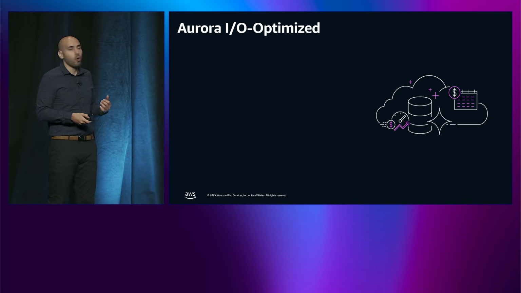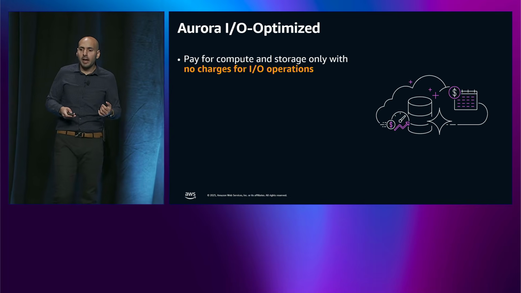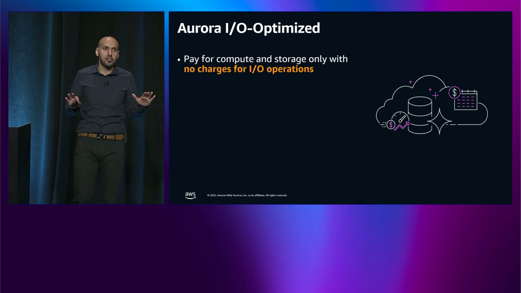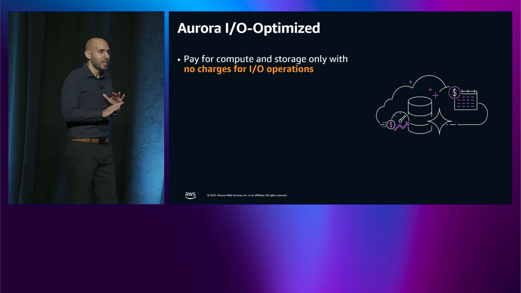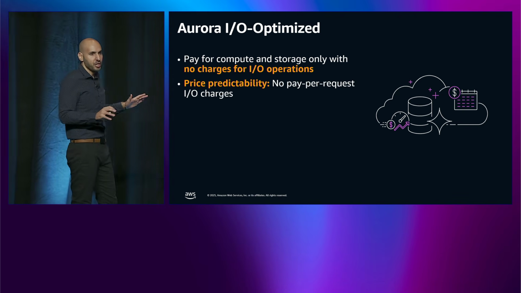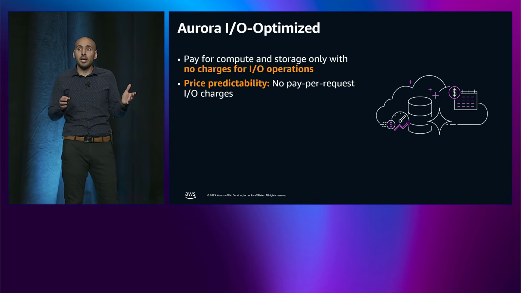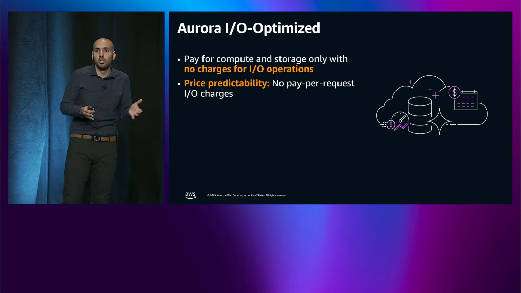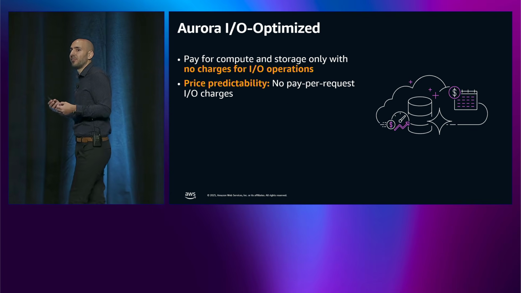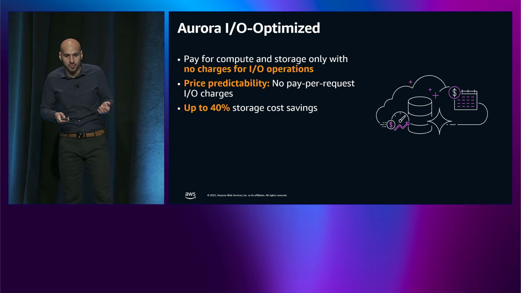And that would be using Aurora I/O Optimized. With Aurora I/O Optimized, there are 0 charges for I/O operations. So you pay nothing for any I/O operations you have. It also brings you I/O predictability because I/O is no longer a variable. You no longer need to estimate in advance how much I/O you will use.